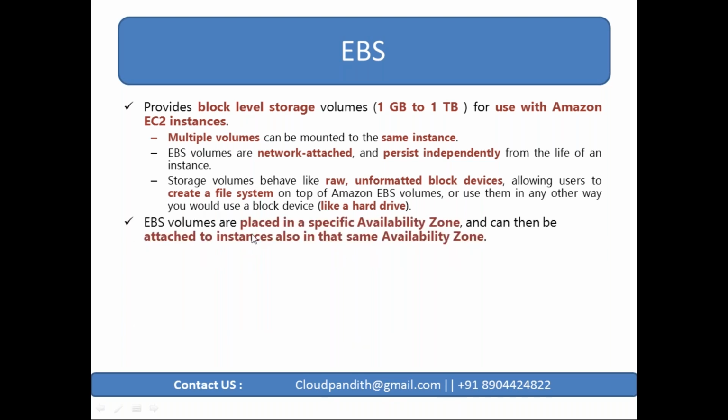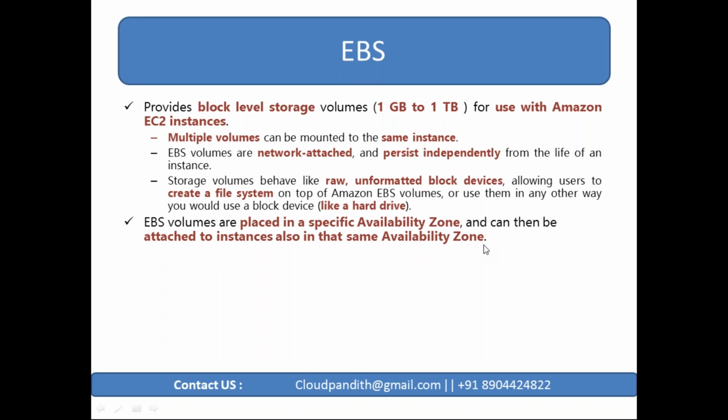Next, EBS volumes are placed in a specific availability zone and can then be attached to an instance also in the same availability zone. What it means is, you have an EC2 instance in availability zone A, and you have a hard disk in availability zone B. Now you can attach these two things, but nobody will suggest that. In some cases you can attach storage from another availability zone to the server, but this is not suggested.